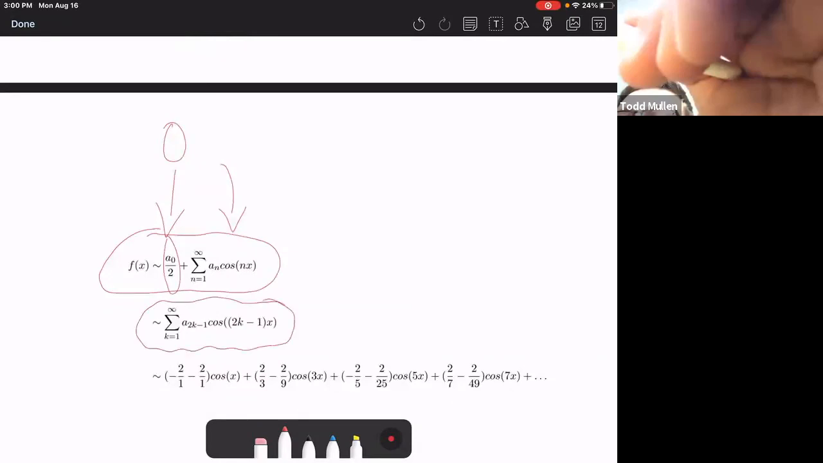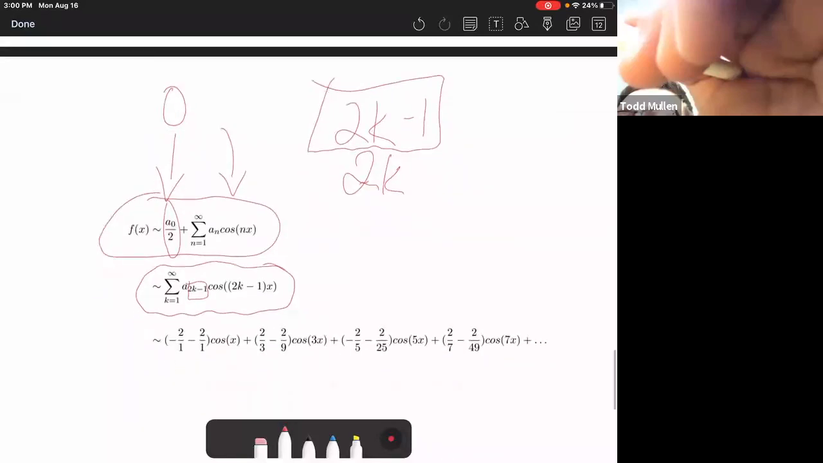Now, why have we brought in this 2k minus 1? Well, we want to eliminate all even values of n. And if n is odd, then the definition of odd is that it's equal to 2k minus 1 for some integer k, whereas the definition of even would be that it's equal to 2k for some k. So if you want to only express the odd values, you can replace n with 2k minus 1. So we are going to let n equal 2k minus 1, and we are going to start plugging in values.